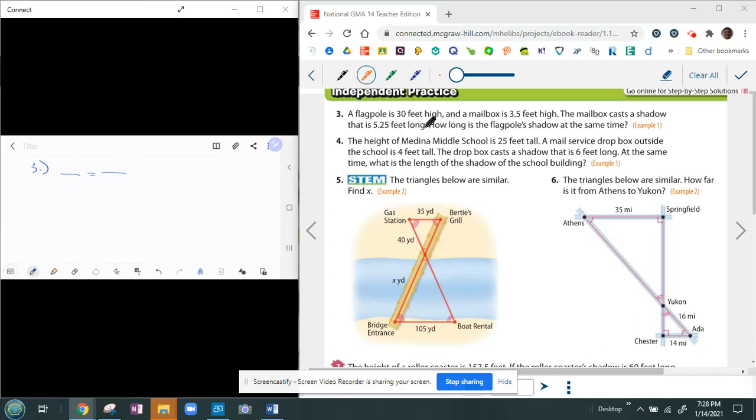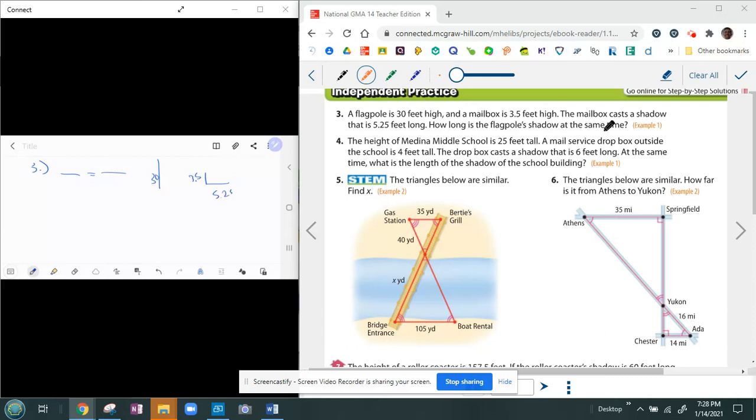Okay, we have a shadow reckoning problem to start, and we have a flagpole and a mailbox. They give us the heights of both, which is weird. Usually they don't give us one of the heights. The mailbox casts a shadow that is 5.25 feet. How long is the flagpole shadow?